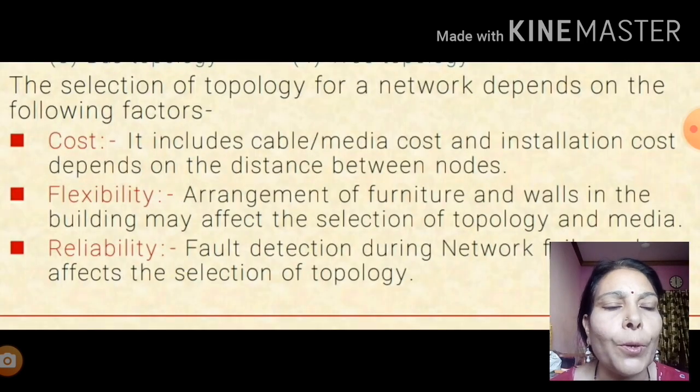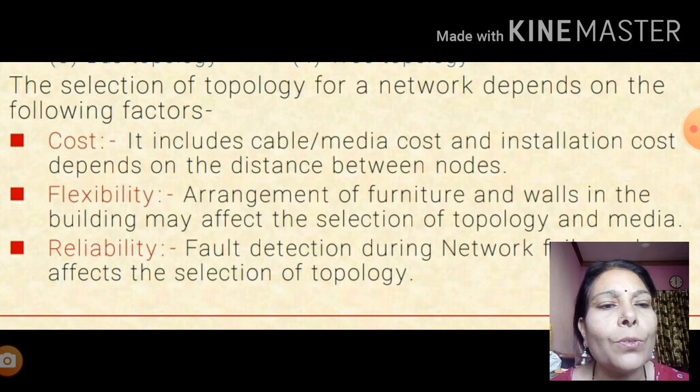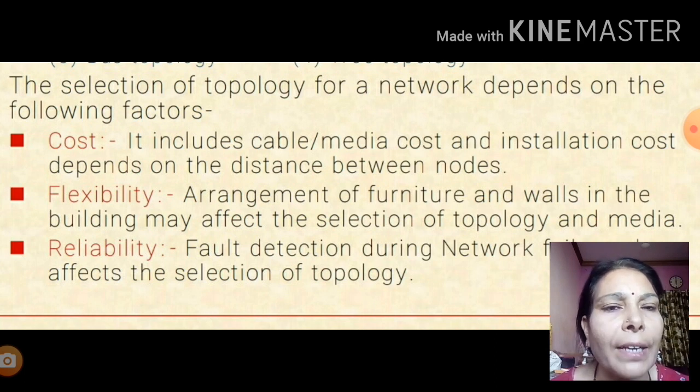There are different types of network topology. To choose the network topology, certain factors are there which we have to keep in mind. There are three main factors which are used before selecting the topology for a network: cost, flexibility and reliability. The first one is cost. Cost includes the length of the cable or the devices which are connected in a network. So we have to choose the topology in such a manner that it reduces the cost of network installation.